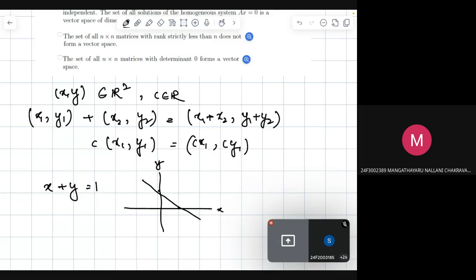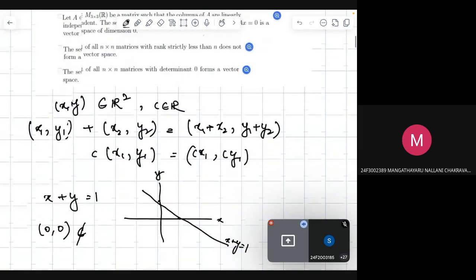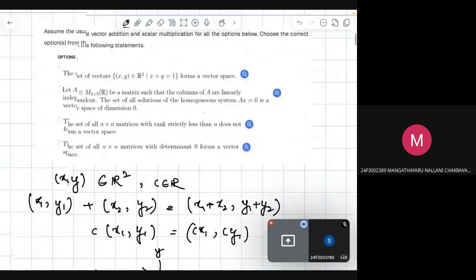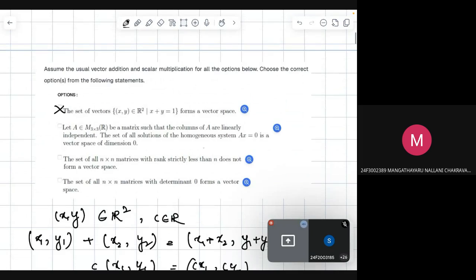So this is a line like this, and clearly we can see that this does not pass through the origin. So this means that this line does not contain the 0, 0 point, which does not belong to this particular set which is given to us in option A, and hence this is not a vector space, so this is false. This is not the right option.